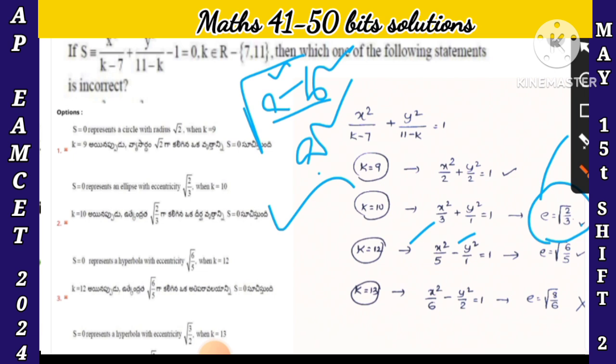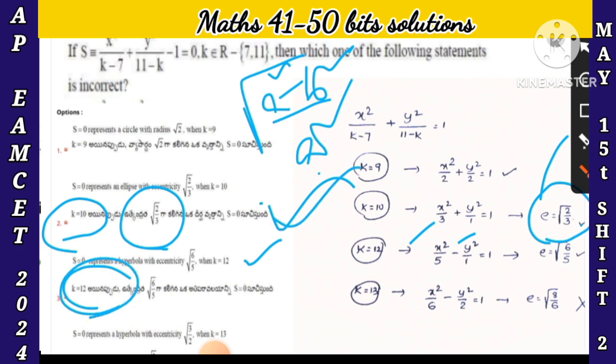Okay, now check the third option. For k is equal to 10, the eccentricity becomes root 2 by 3 and it represents the hyperbola. Sorry, k is equal to 12. The second option is also our third option. k is equal to 12, root 6 by 5 is the eccentricity and it represents the hyperbola.